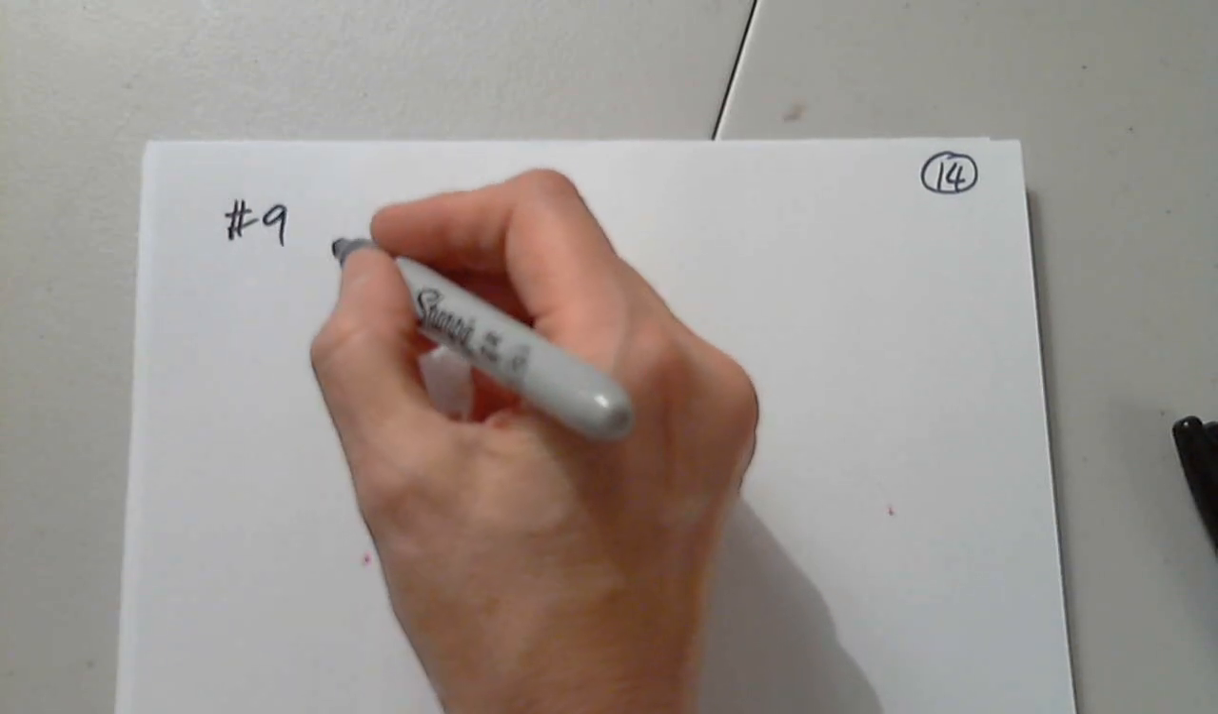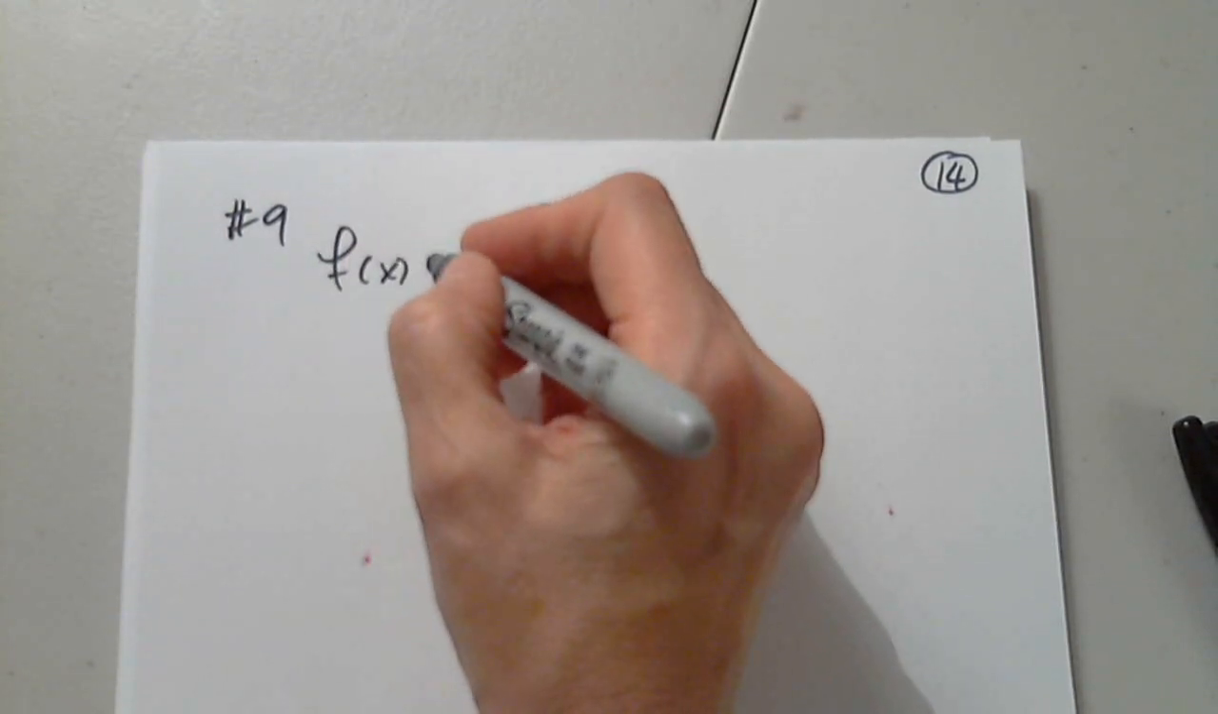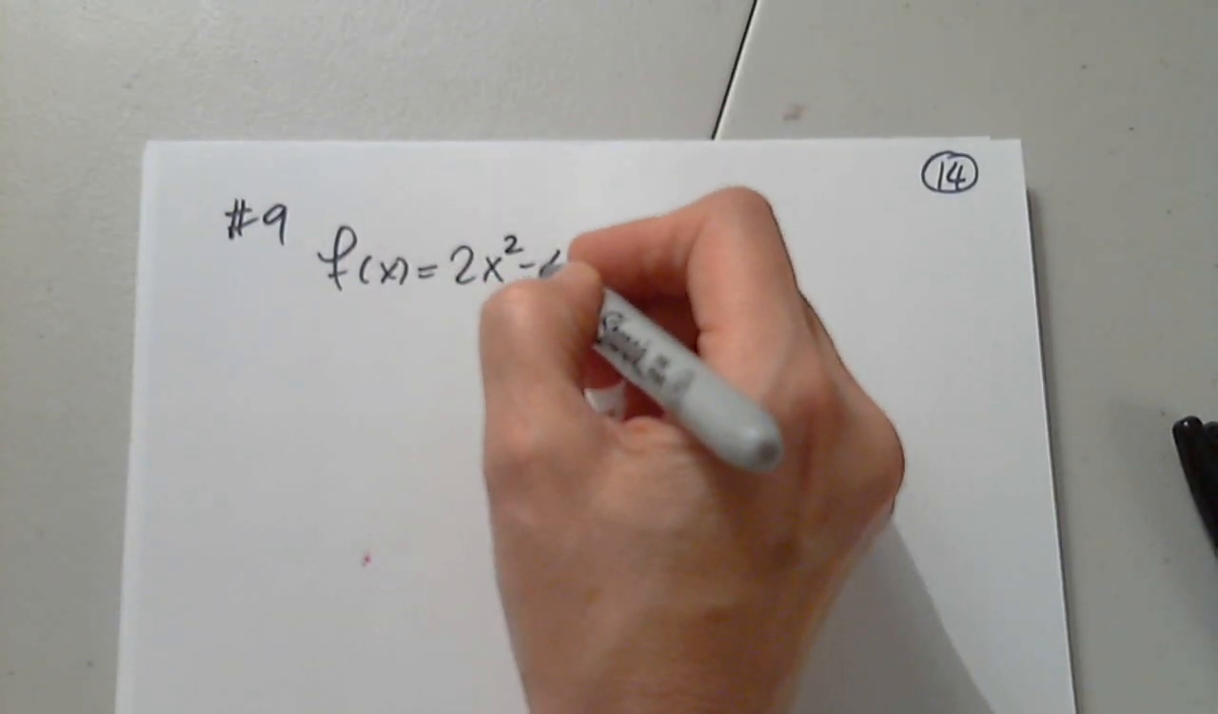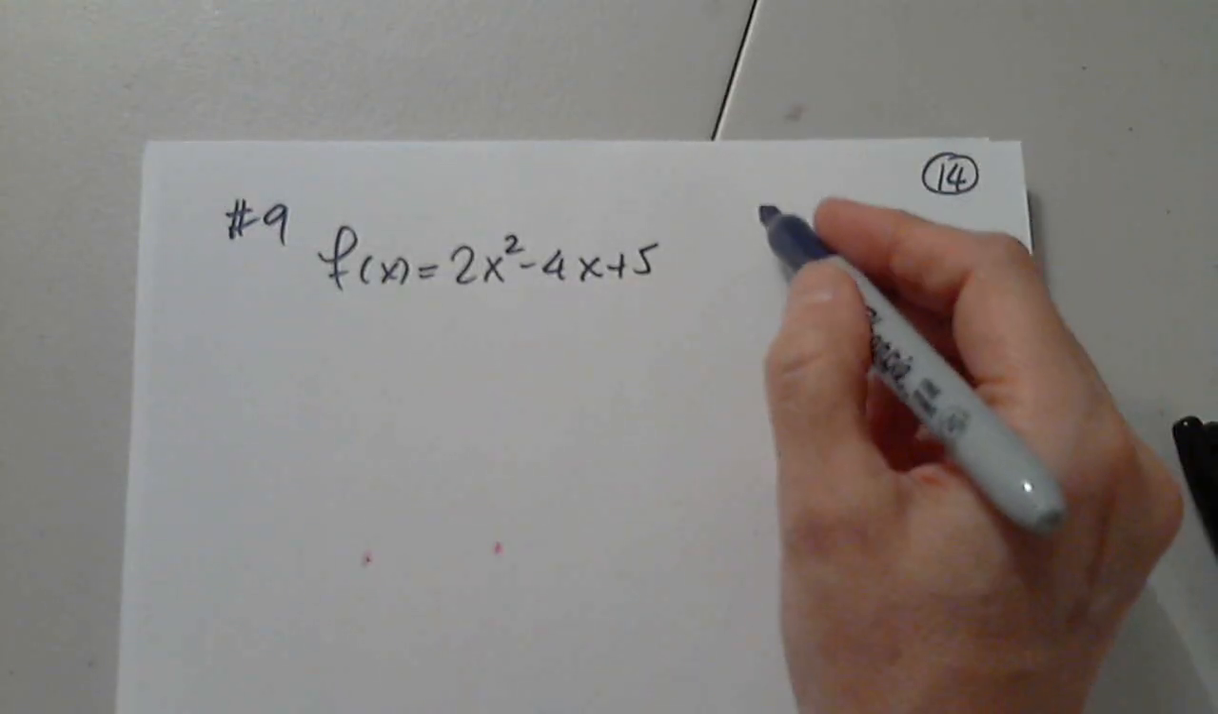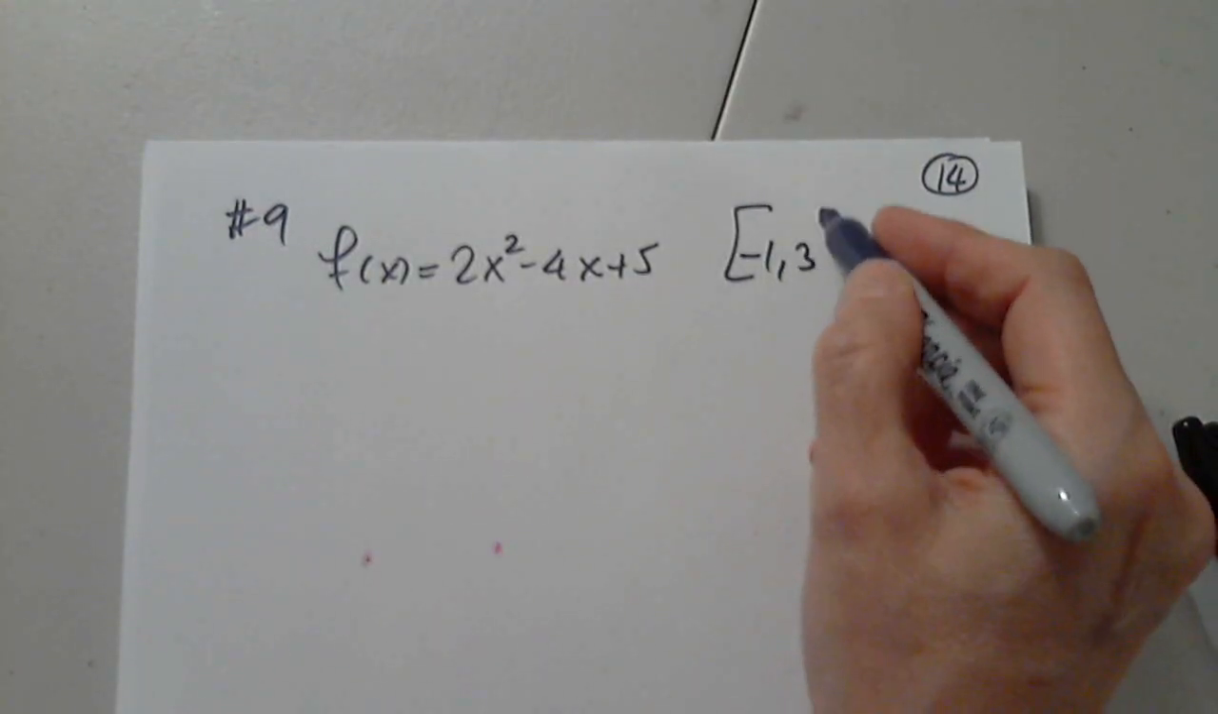Anyone would like to pick a problem from these? Number 9. Okay, very good. So let's look at 9. For 9, we have f of x equals 2x squared minus 4x plus 5. The given interval is -1, 3.